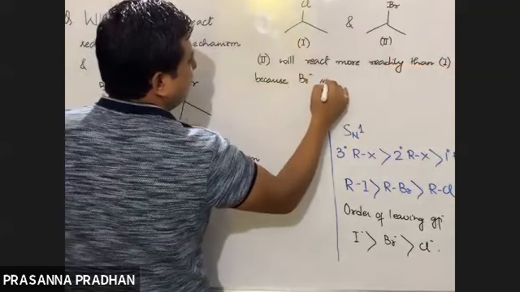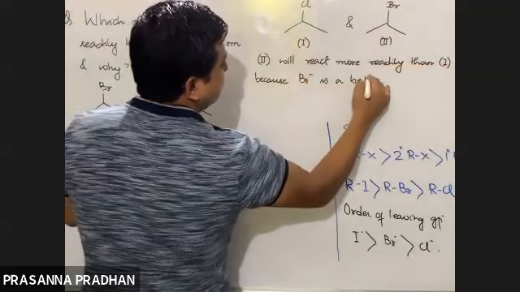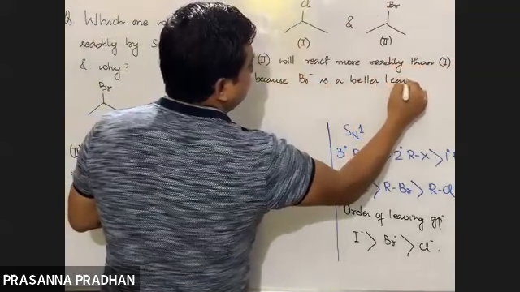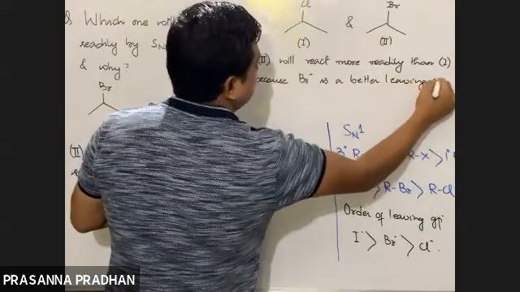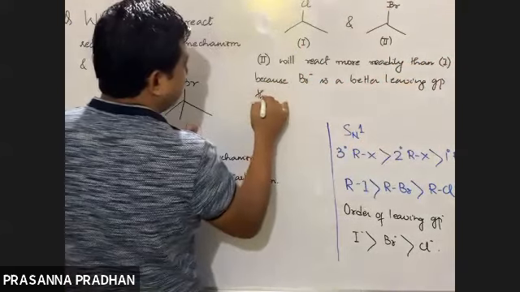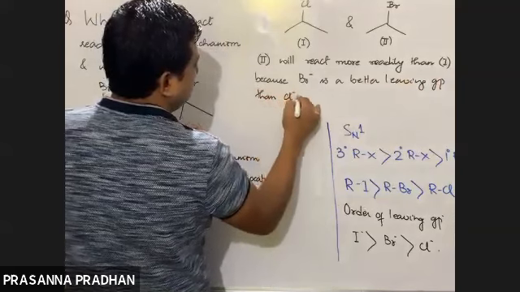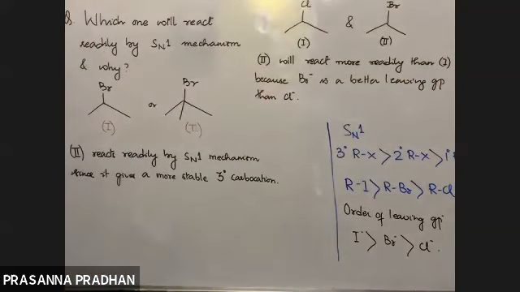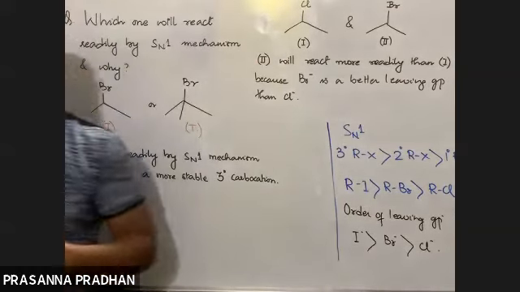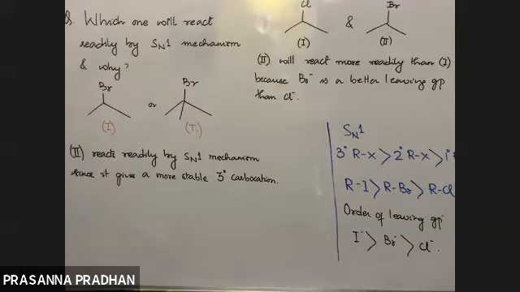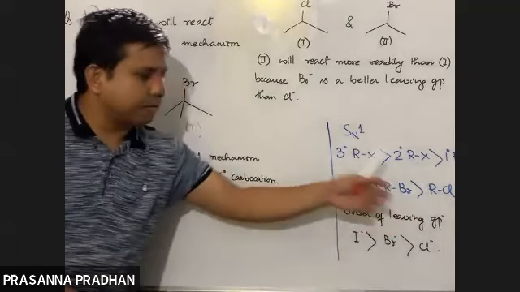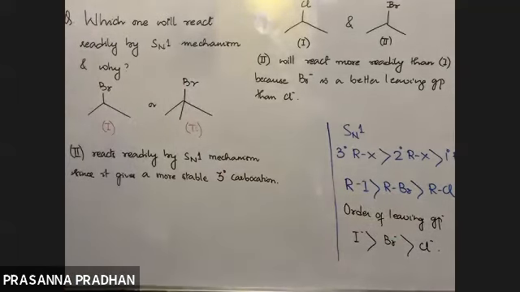Bromide is a better leaving group than chloride, because Br negative is a better leaving group than Cl negative. So this is the order of leaving group ability. Okay, so iodide is the best leaving group. So if the alkyl group is the same and the halides are different, then this is the order towards an SN1 reaction.